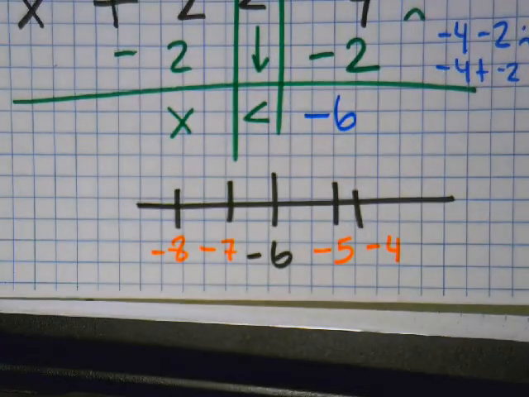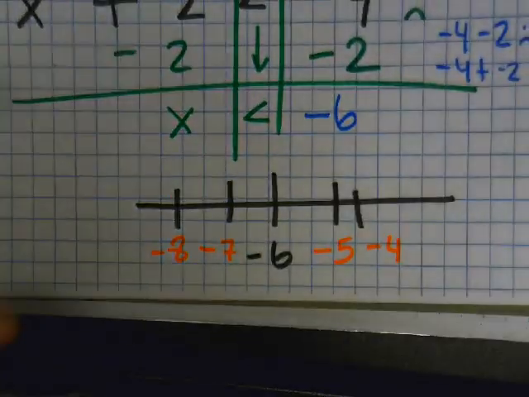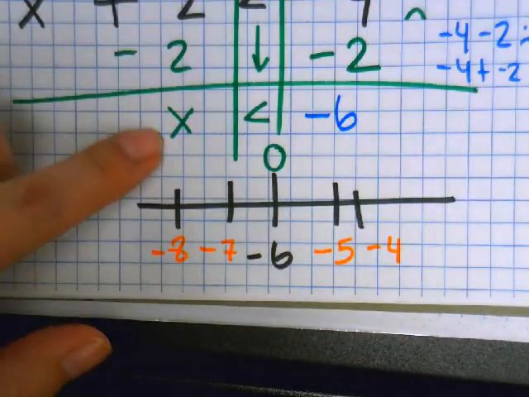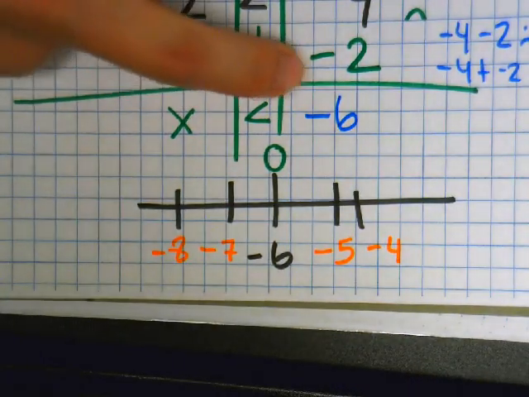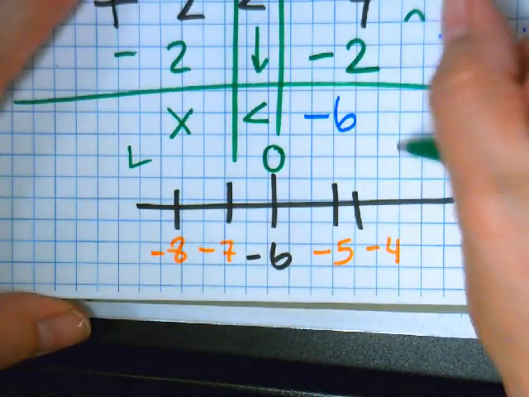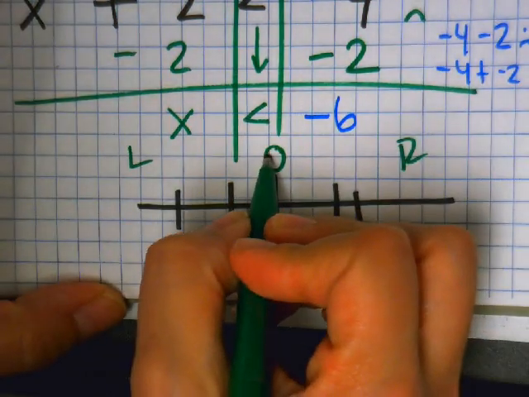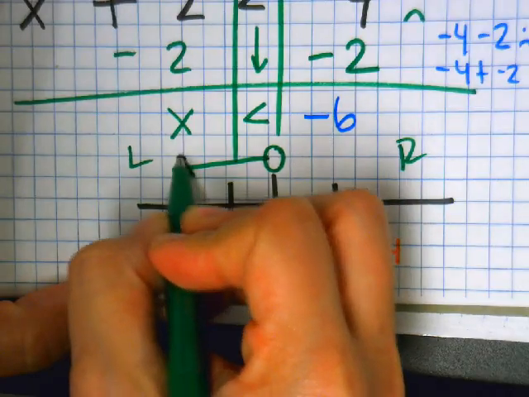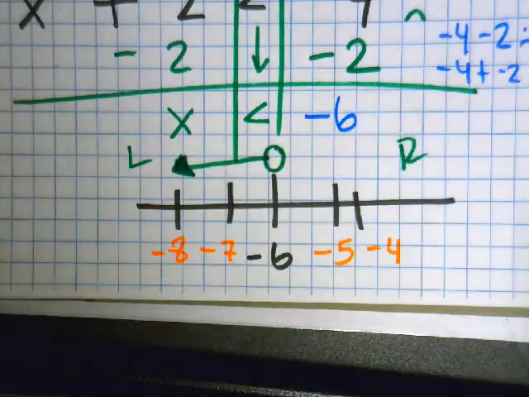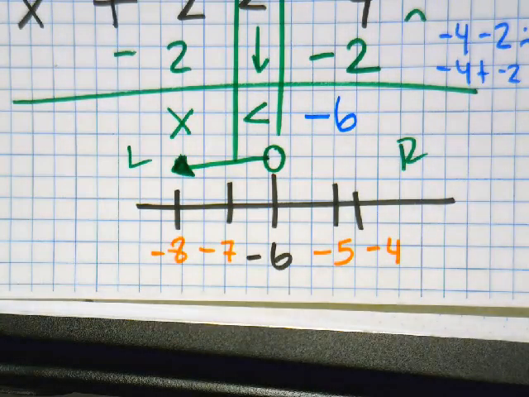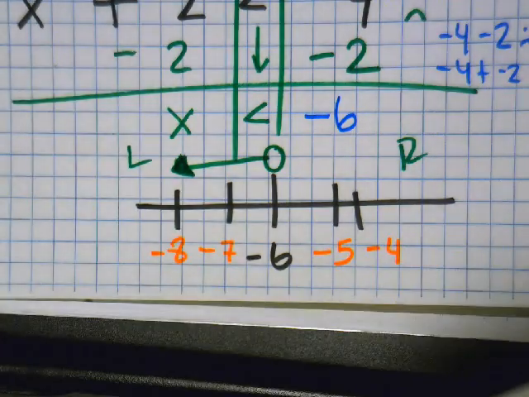Okay. Open or close circle? Open. And then I'm looking for numbers that are less than negative 6. Which numbers on the left or on the right are they less than? Left. We're good? So we can handle negative numbers? Are we okay with negative numbers?